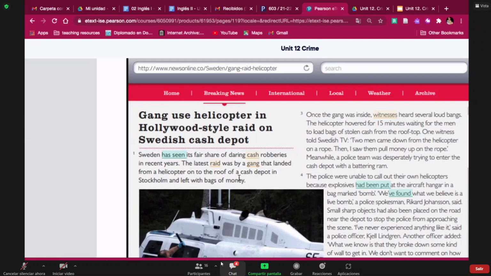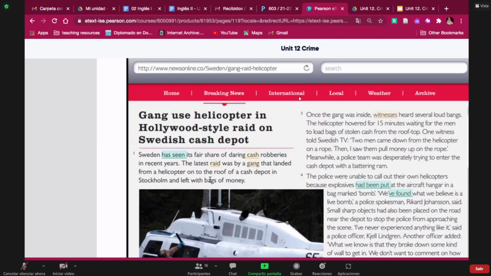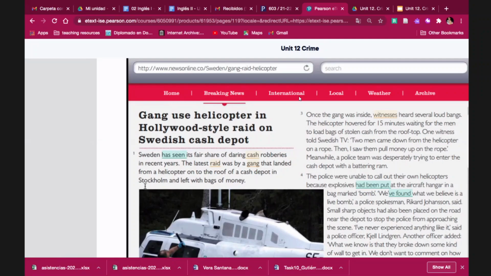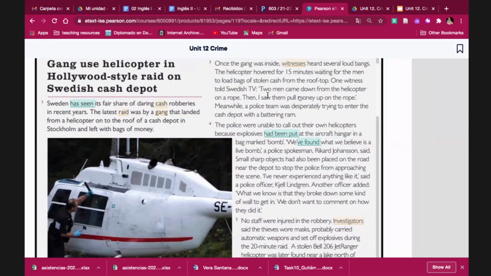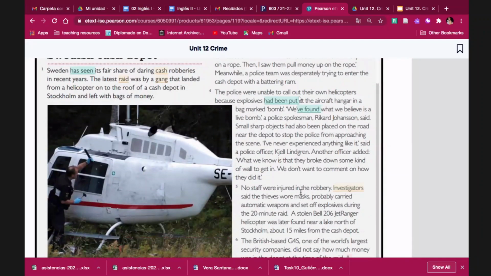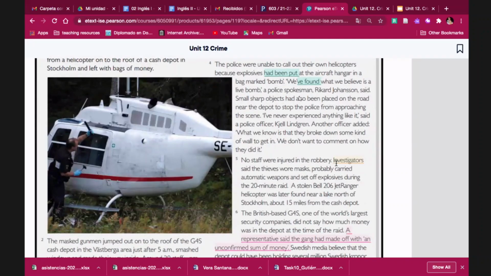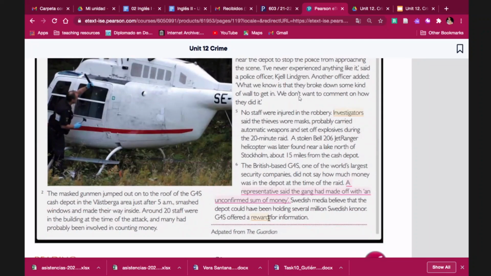Y entonces también aquí se contesta la pregunta de what happened? Well, a gang landed from a helicopter onto the roof of a cash depot in Stockholm and left with bags of money. También se responde la pregunta where? Stockholm, okay, in Sweden, okay, good. Then you have witnesses. Once the gang was inside, witnesses heard, okay? Then you have number 5, no staff were injured in the robbery, investigators said, because they are the people who find out about crimes or accidents as part of their jobs, okay? And then the reward, okay?